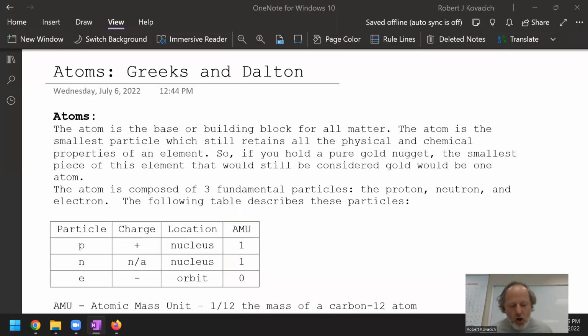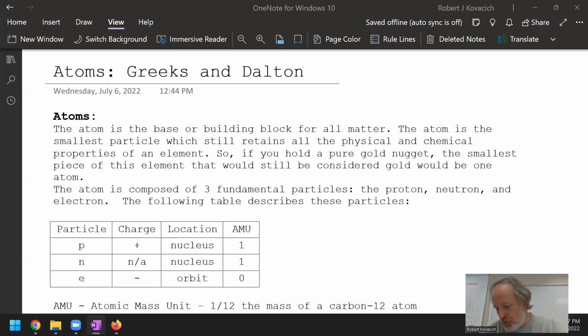This video is going to be on atoms, the first iteration of what we thought about atoms, and that comes from the Greeks and from an English Quaker named John Dalton. This material is covered in the second chapter of the OpenStax chemistry text, second edition, but it's also in the first edition. Okay, so atoms are building blocks.